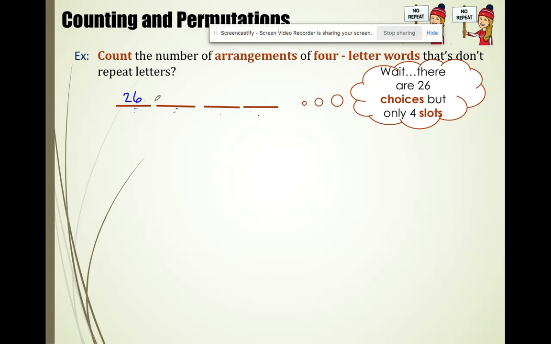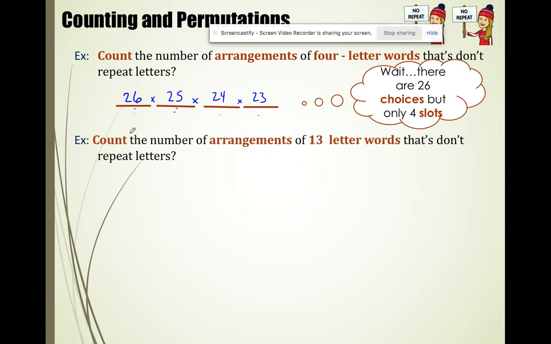I have 26 choices for the first slot. I have 25 choices for the second slot, 24, and then 23. Can I write that as a factorial? I don't think so. Right? Because I can't say 26 factorial, can I? But there is a way I can use factorials to represent this number. And it's going to be convenient to use factorial formulas, I promise.